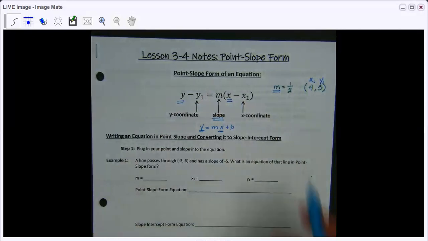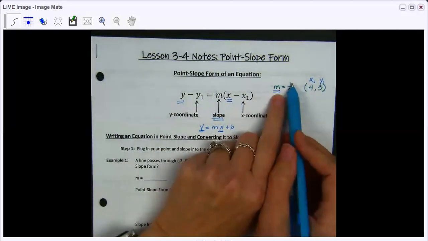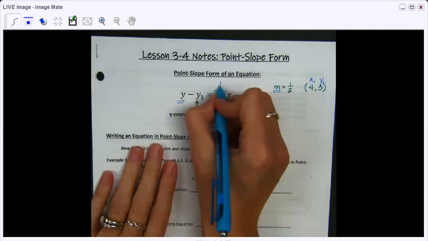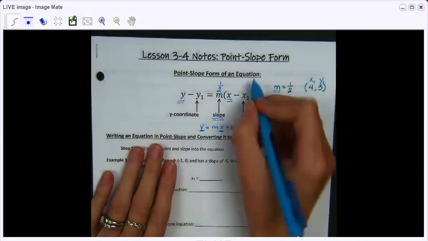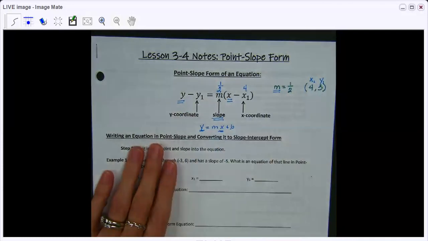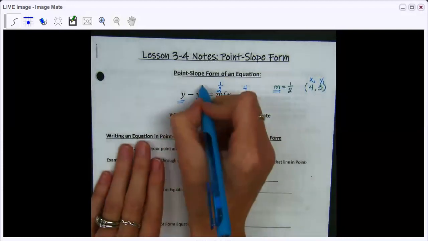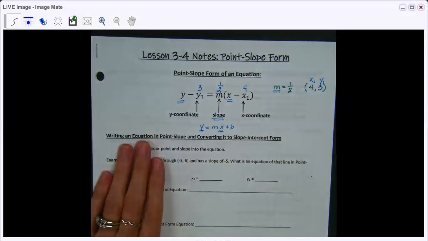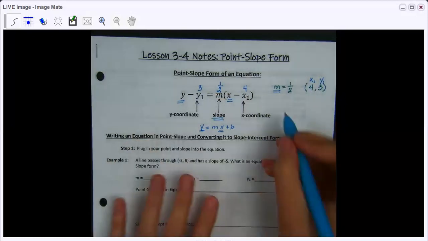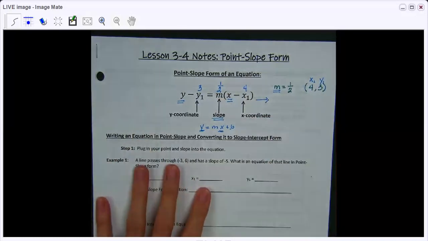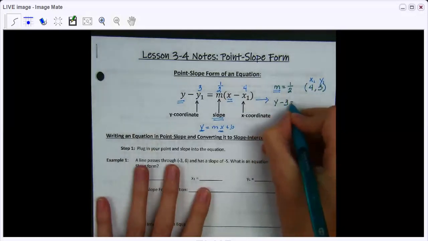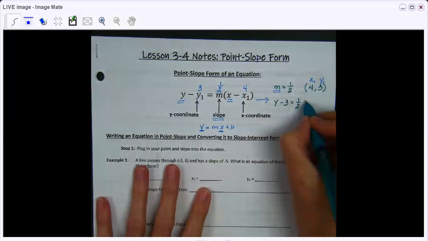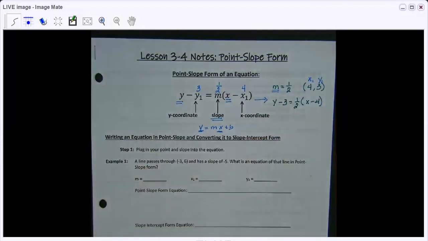And the way that you would plug them in is that your slope, 1/2, goes where your slope is in the equation, where your m is. Your x1 goes where your x1 is in the equation, and your y goes where your y1 is in the equation. So that it can be rewritten as y minus 3 equals 1/2 times x minus 4. Okay.